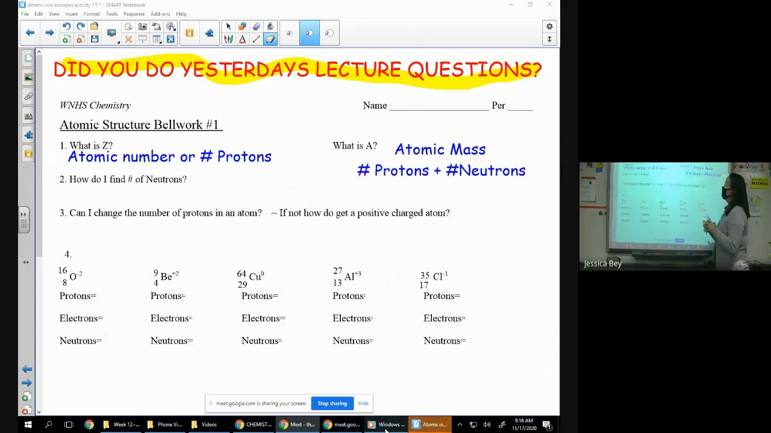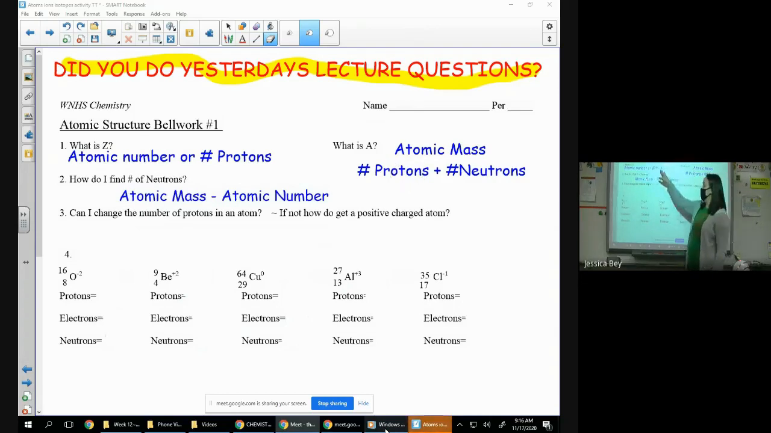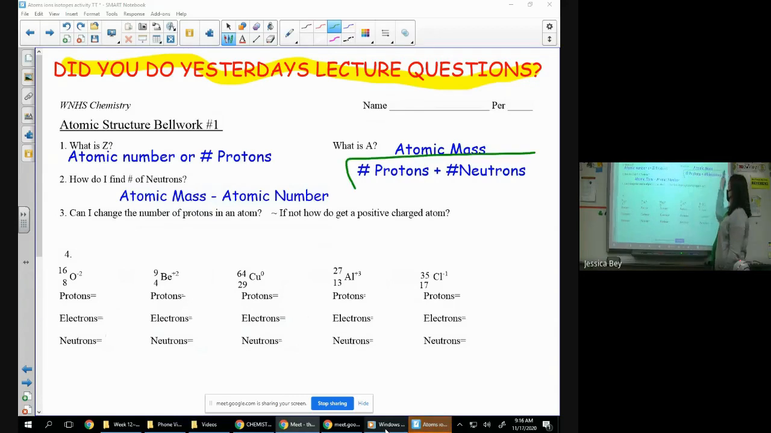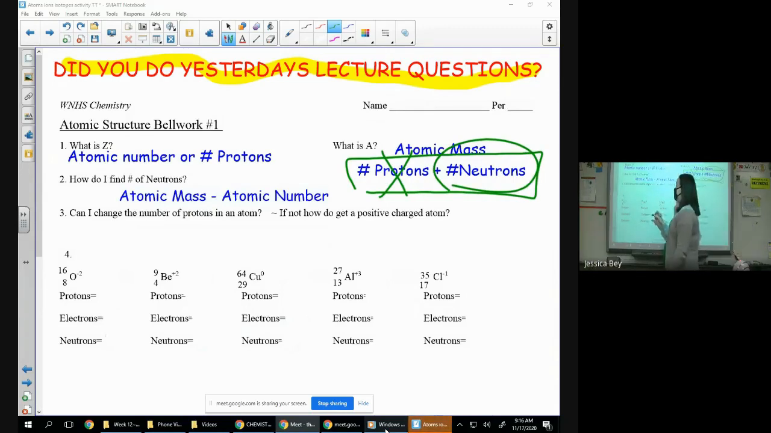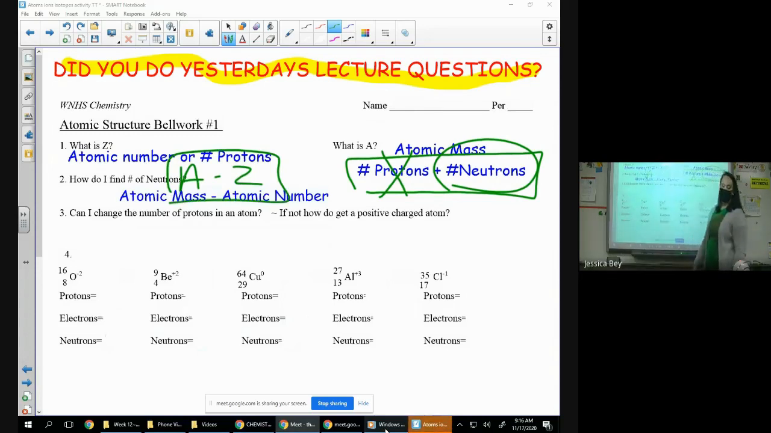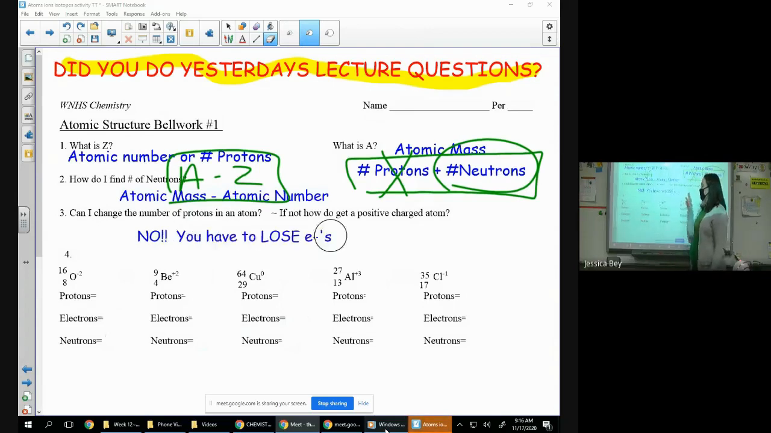Okay. Awesome. How then do you find the number of neutrons? You simply subtract those 2 things. So you take the atomic mass, which is both of them together, and you subtract out the mass of the protons. So that should make sense. If atomic mass has both of them and you take away the protons, you are simply left with the neutrons. Or you can just say it's A minus Z. That's what we wrote in our notes, correct? Awesome. Are you allowed to change the number of protons in an atom? No, never. Okay, so the only way that we can get a positive charge is by losing electrons.